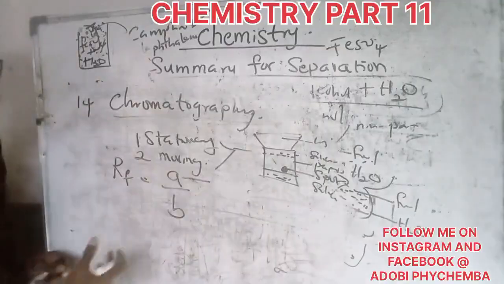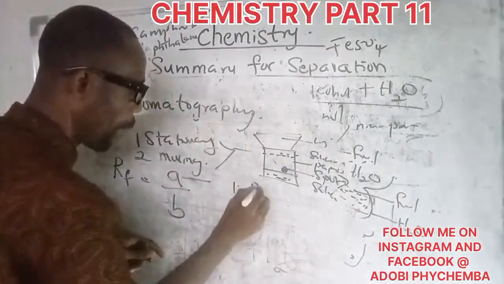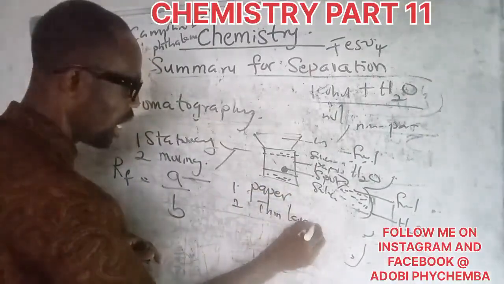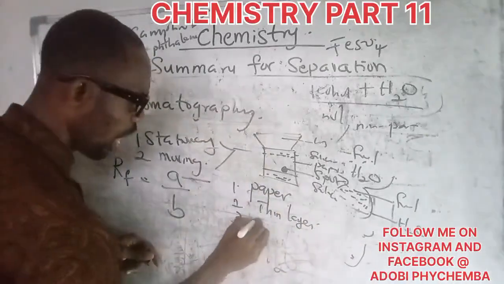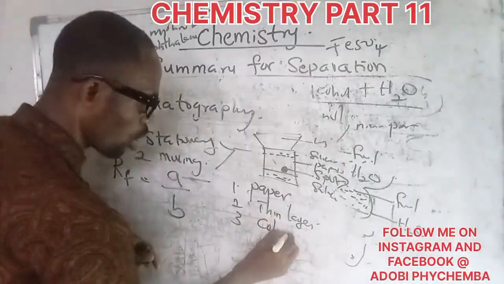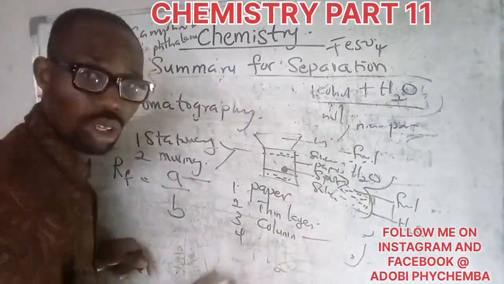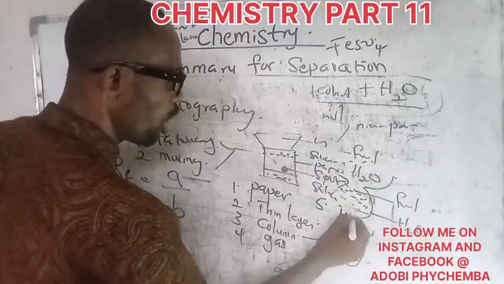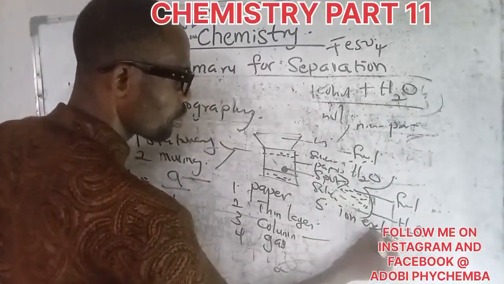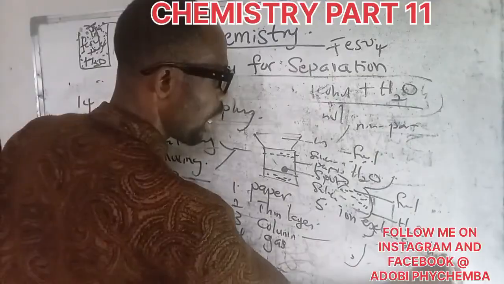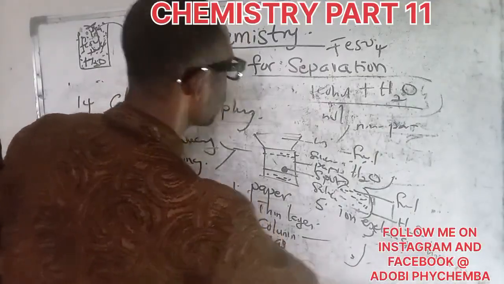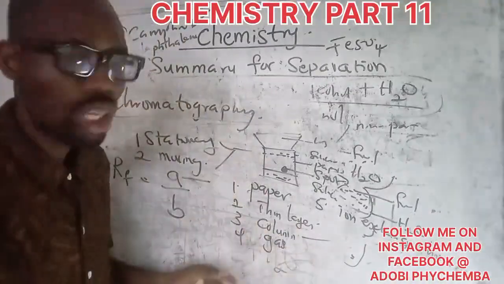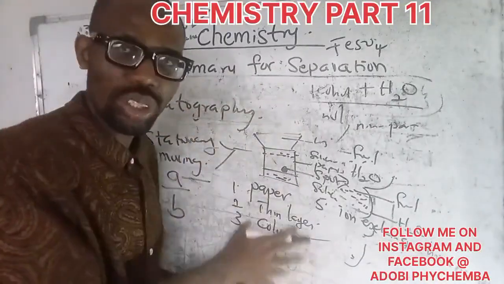And let me give you examples of chromatography. Number 1, we have paper chromatography. Number 2, we have thin layer chromatography. Number 3, we have column chromatography. Number 4, can you see it? Good. Gas chromatography. And number 5, but not the least, ion exchange chromatography. Okay, so this is the end of the summary of all the separation technique methods.